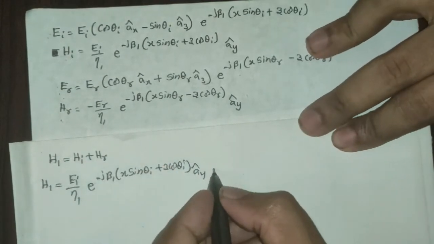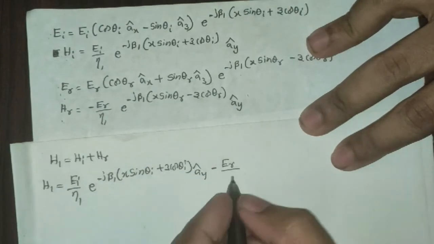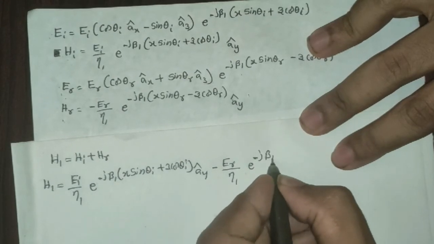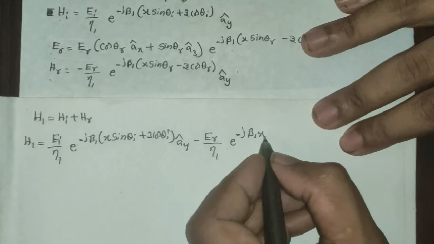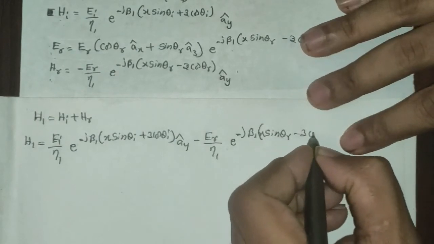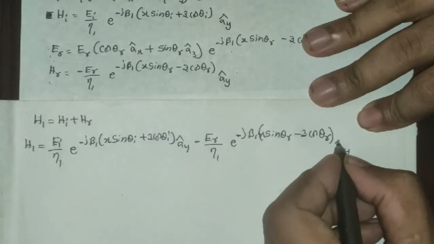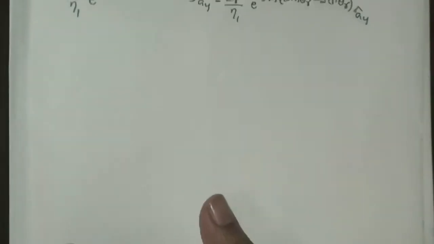Similarly, HR can be taken as minus ER by eta 1 into e to the power of minus j beta 1 into x sin theta r minus z cos theta r, in the direction ay cap, right? So based upon these assumptions, we have to simplify like that.